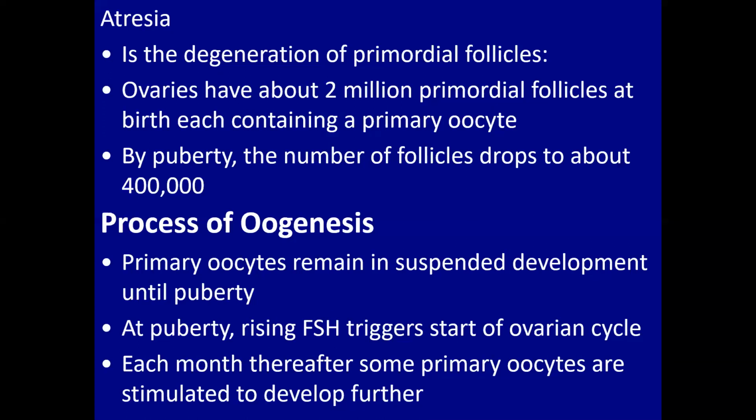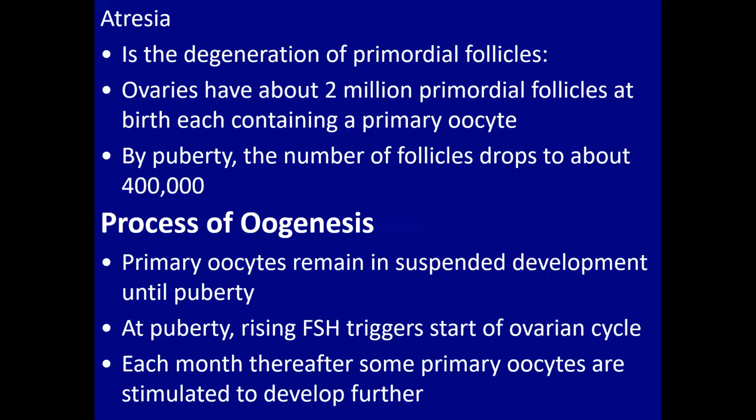The term atresia means that primordial follicles have degenerated. So a primordial follicle is a structure that women have in their ovaries. They have about 2 million primordial follicles at birth, and each has a primary oocyte. But by puberty, the number of follicles drops to about 400,000. So that seems like a huge drop. We started with 2 million, and then by the time a female is 11 or 12, those follicles drop to 400,000. But let's do a little math.